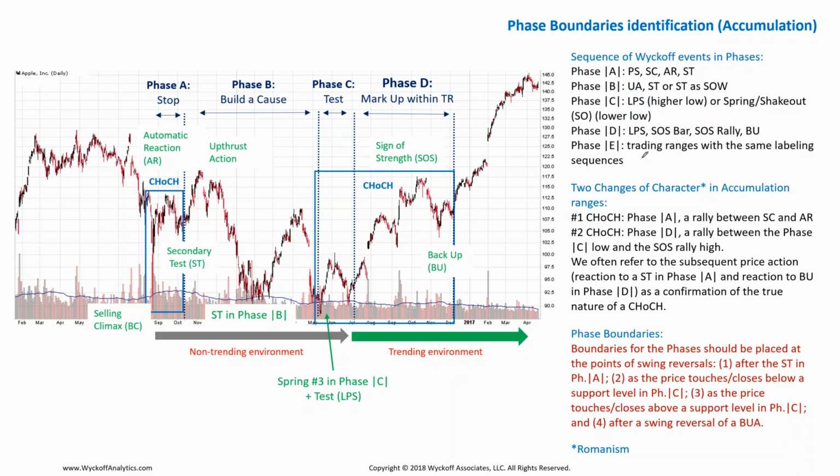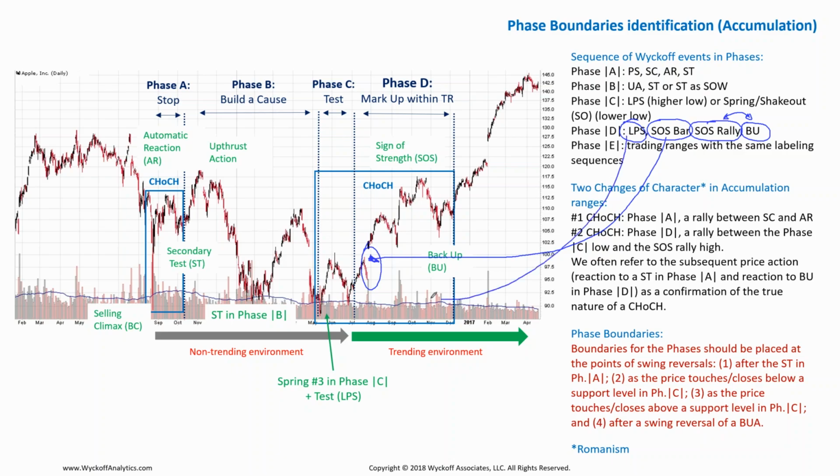Phase D is going to have last point of support, sign of strength bar, sign of strength rally, and a backing up action. Usually phase D will be discussed mostly around sign of strength rally and the backing up action. A sign of strength bar has been added to the methodology by me just for the class purposes. This is the spot where in the middle of the range we're identifying emergence of institutional urgency to buy, to be in this position. And this is one of the points of entry for us in accumulation on the way up. We'll talk about this more.